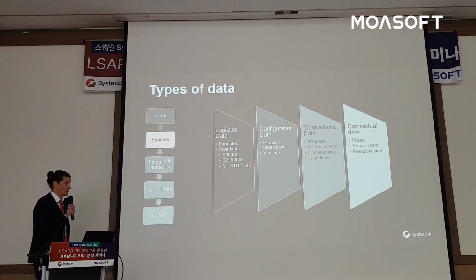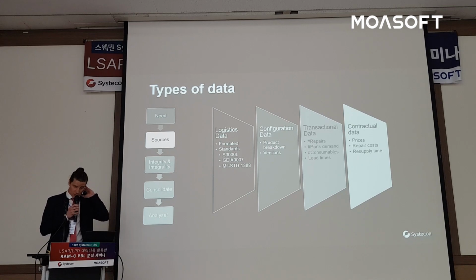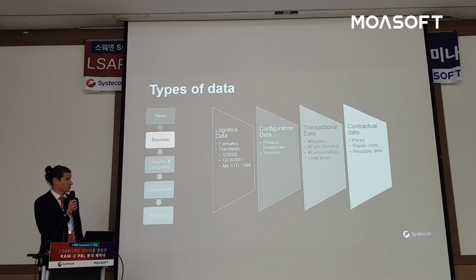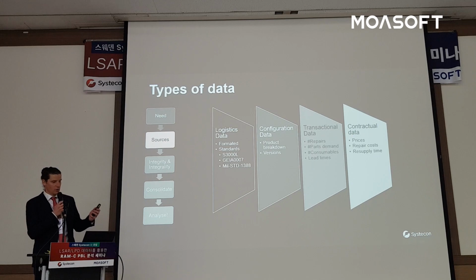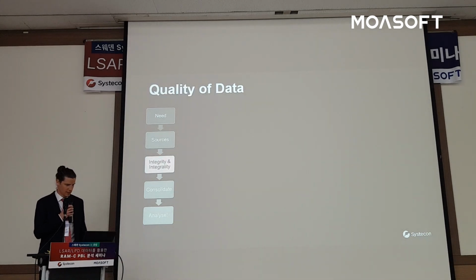And then, of course, we talk about different types of data that also can be stored in different sources. So logistics data that can be formatted, and again using the standards. We'll come back to that as well. Configuration data with a product breakdown and the versions of that, and we have transactional data such as number of repairs or number of demands that we've had, typically experience data, or it can be contractual data stipulated in a contract with the manufacturer or with the customer. So different levels of sources of the data.